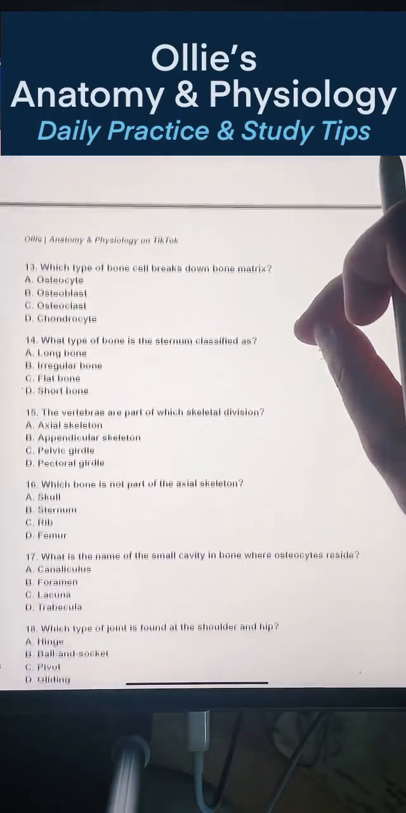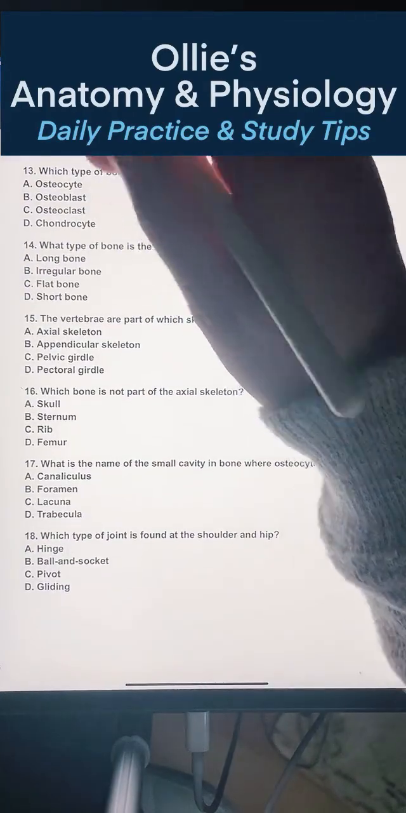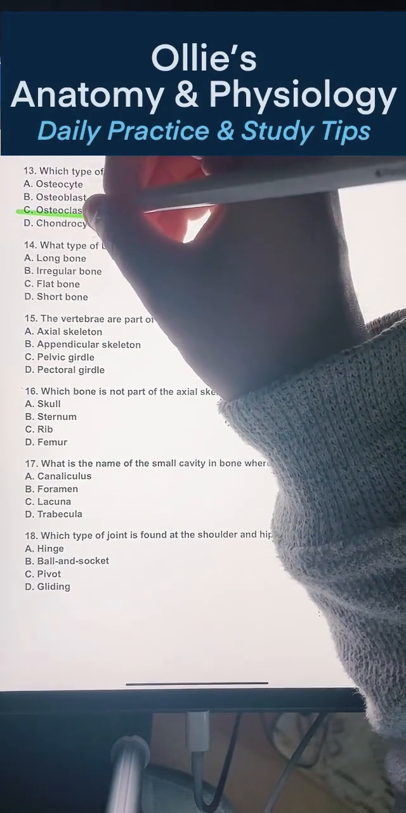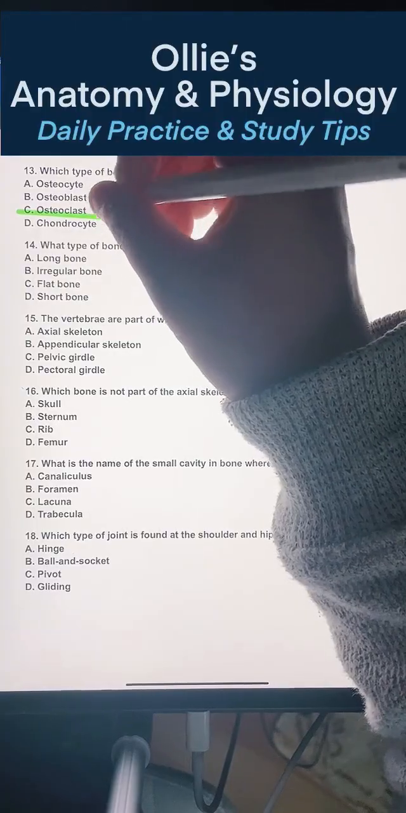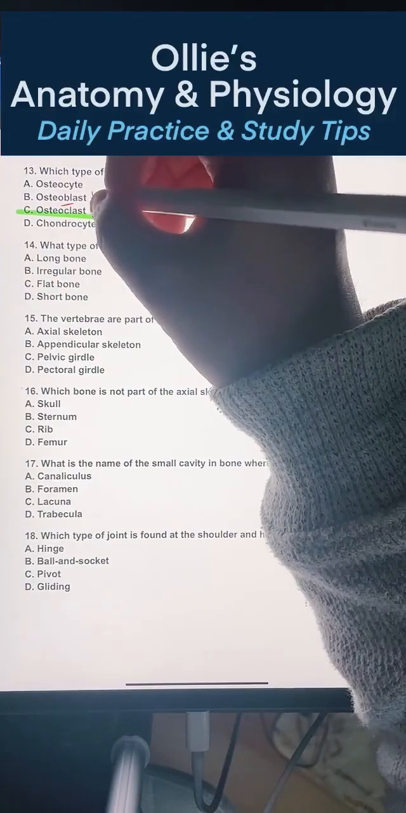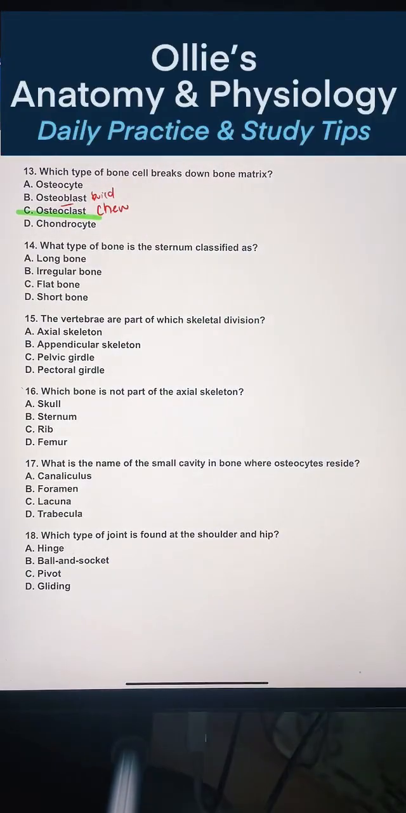Fantastic. Number 13, the answer is osteoclast. So I always think about it: clast has a C in it, and I always think of chew. When you chew something, you break it down. You break down bone matrix. B, osteoblast is build. It builds up or forms new bone. Osteocyte is a mature bone cell.